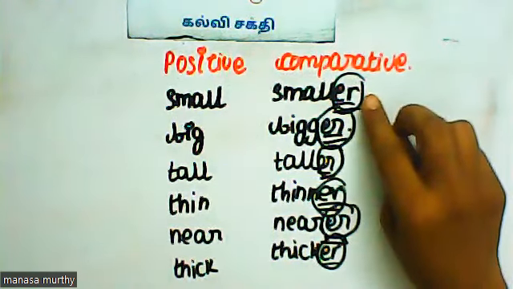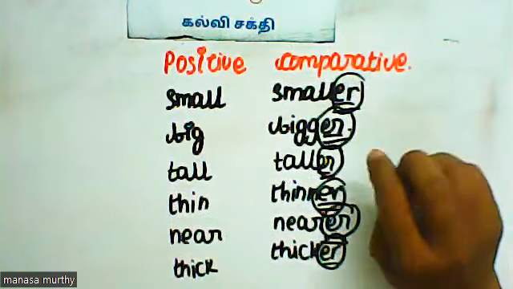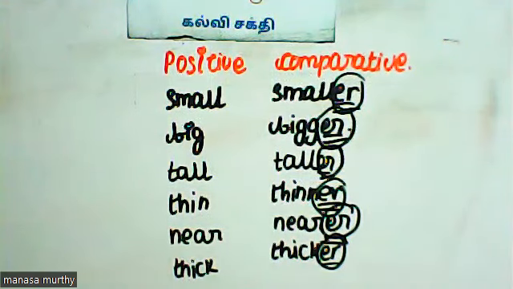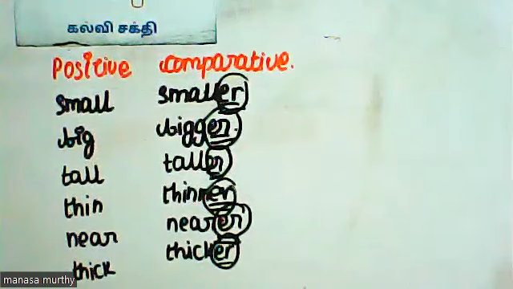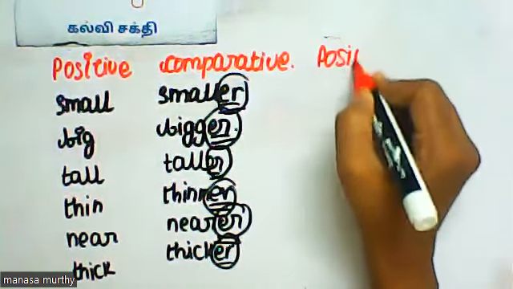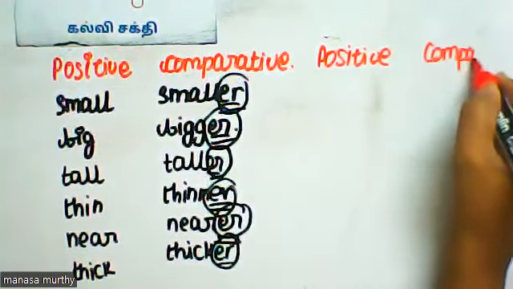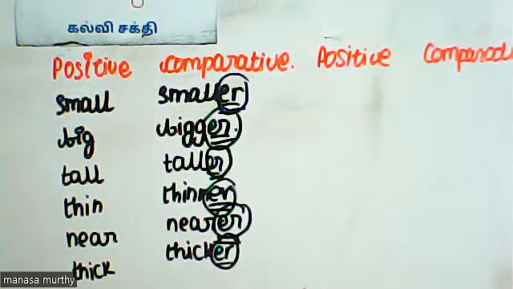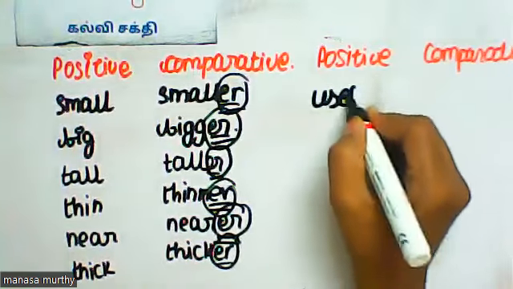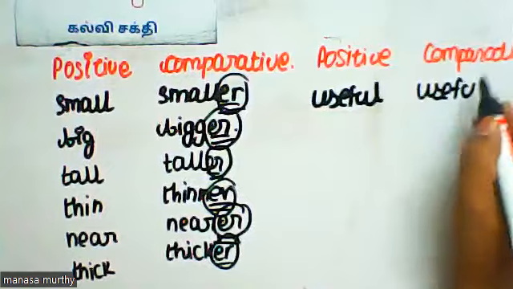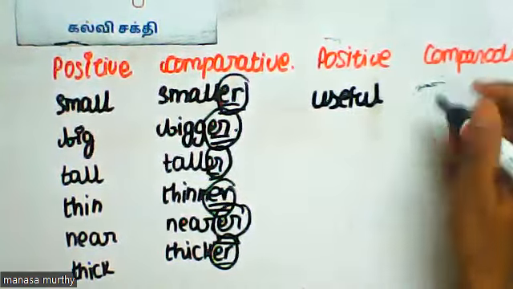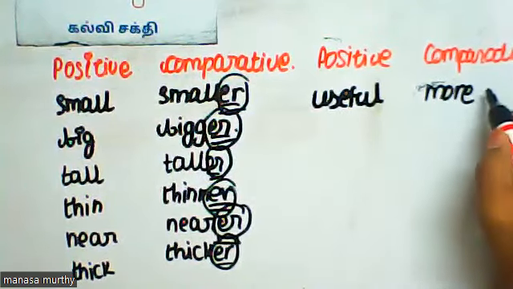Not all words will have ER after the adjective, after this positive degree. There are some words where in positive degree we describe, we give the quality. In comparative, we use the word more before this positive degree. For example, I don't say usefuler over here. What do I use? More useful.